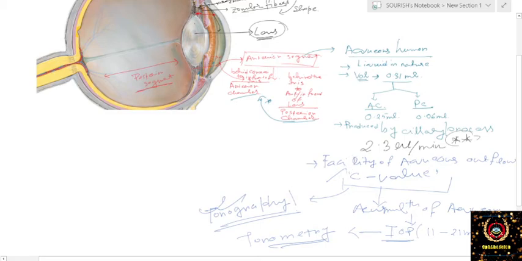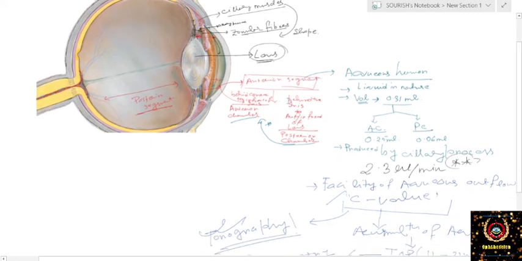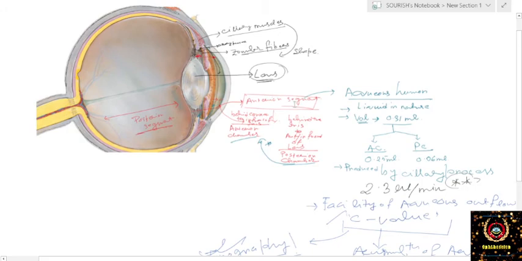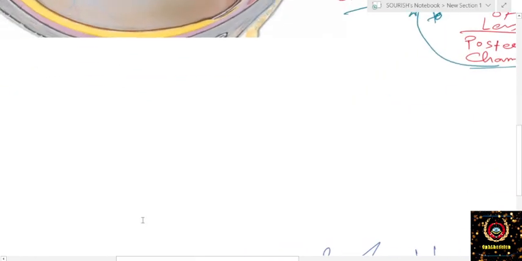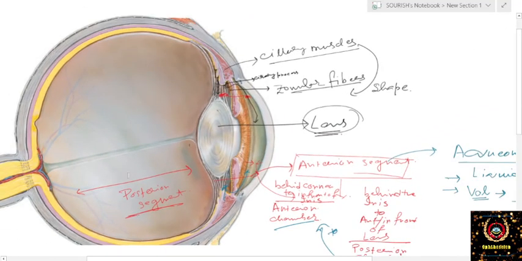Okay, so we have talked about the parts of the eyeball. Now we have talked about the segments, and in the anterior segment there is the presence of aqueous humor. We have discussed the details of the aqueous humor. Now we'll go to the posterior segment of the eyeball.